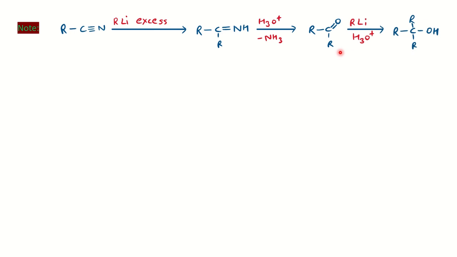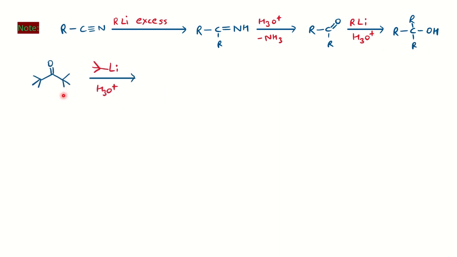Here again, like I told you, whenever excess is given, what happens first is the same: it is going to attack the electrophilic center, and after hydrolysis it will give you a ketone, which, if excess organolithium is given, is again the active site and will convert into alcohols.